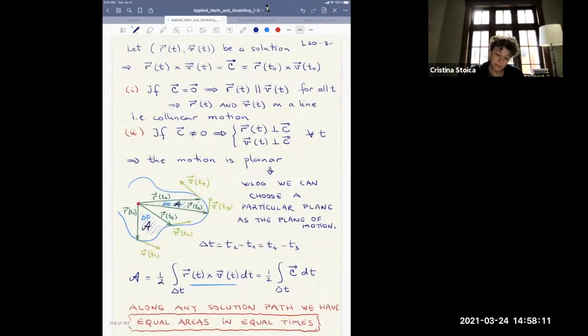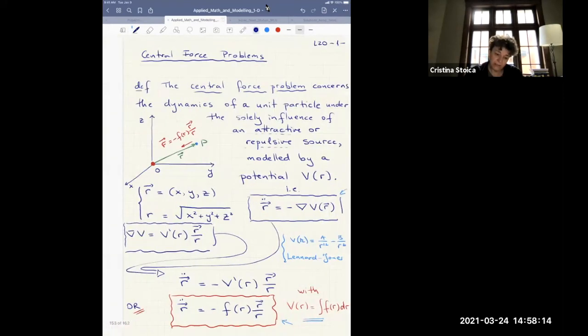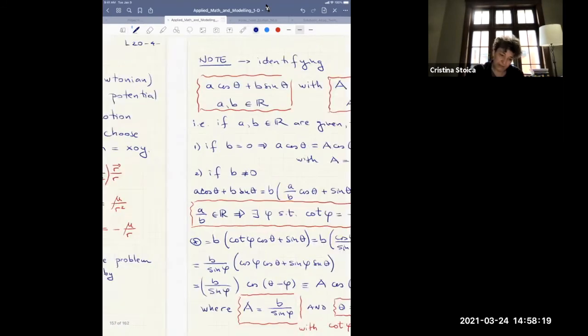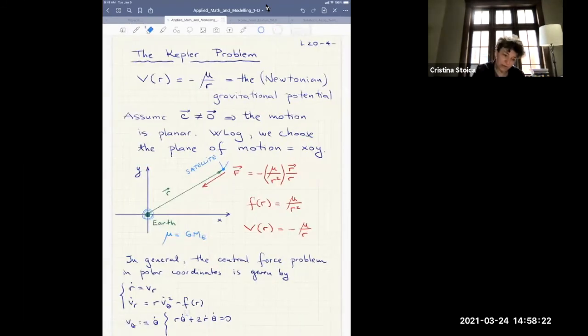I think there was a square there. Let's check. No, it's r theta double dot. I knew there was something going on there. Okay, so now we have F of r to be this guy, so I'll just substitute it in there. So we'll have r dot is v_r, and v_r dot will be r theta dot squared minus mu over r squared.